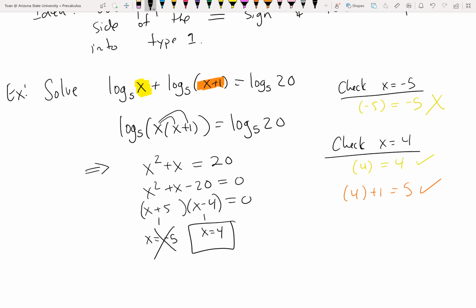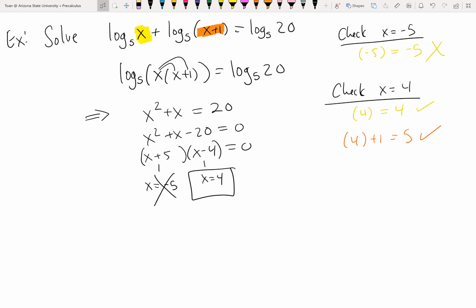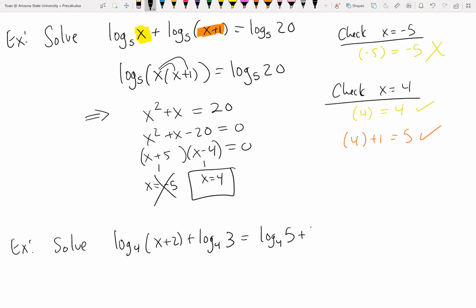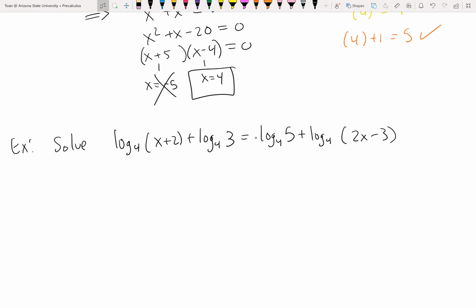So let's just do one more, just because I like to do examples in pairs. Suppose I ask you to solve log base 4 of x plus 2 plus log base 4 of 3 equaling log base 4 of 5 plus log base 4 of 2x minus 3. This may look like a scary problem, and indeed it is pretty lengthy, but just check what you have.